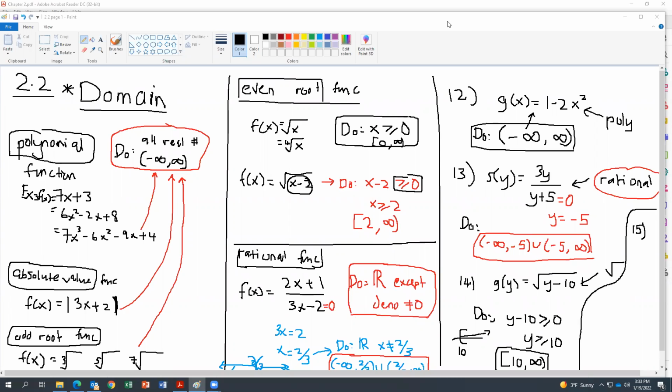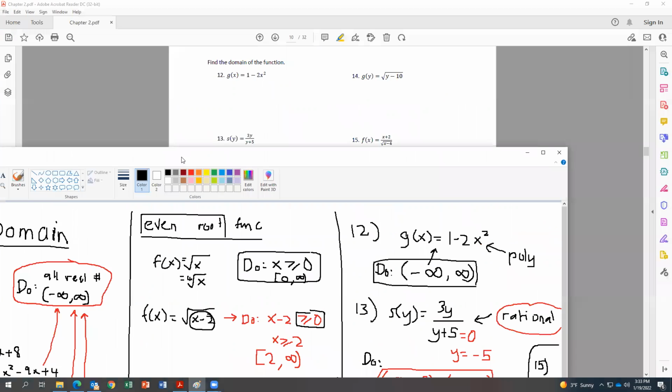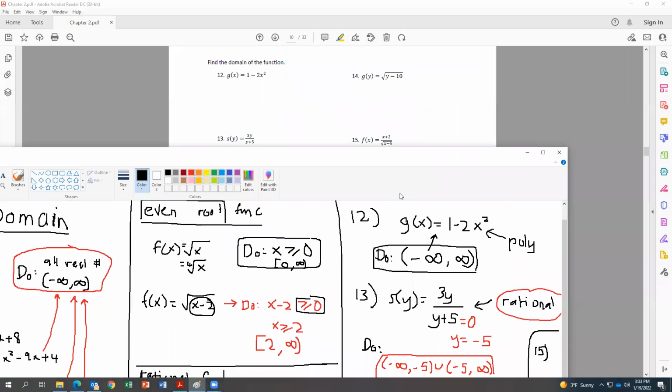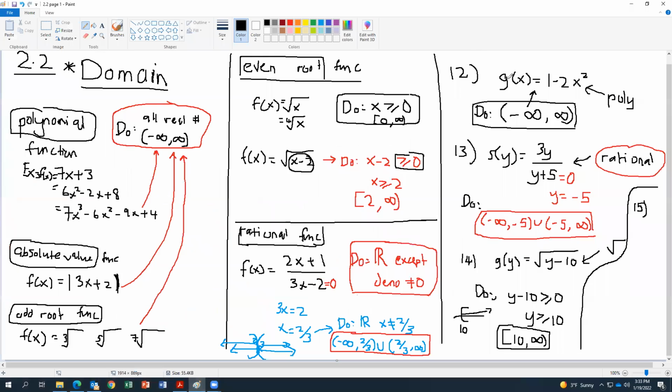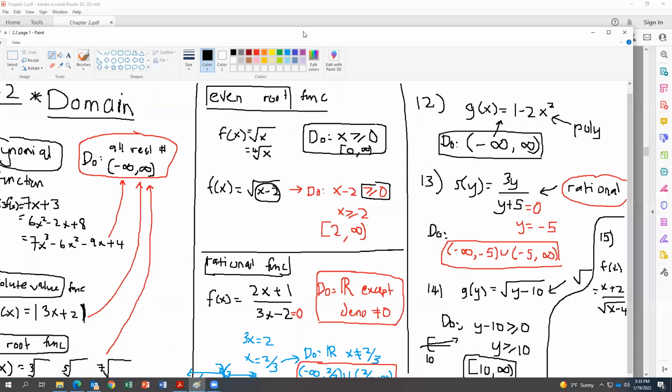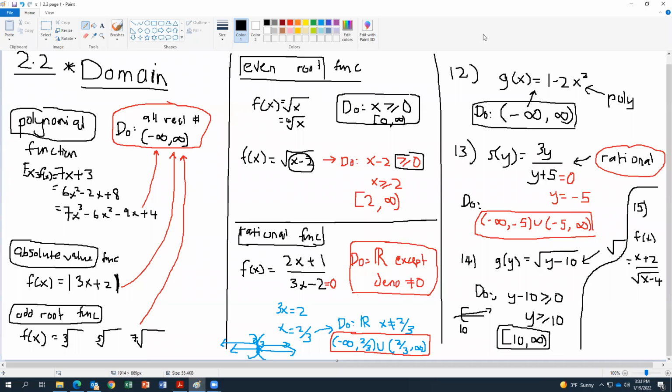Next, the last one, question 15. This is a tricky one. f of x equals x plus 2 over the square root of x minus 4. So this is question number 15. So how do you figure out your domain in this case? Now this is very tricky, so pay attention here.